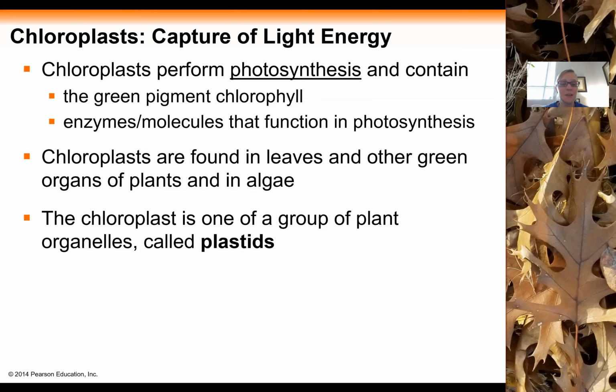Chloroplasts are going to be found in leaves and any other green parts of the plant or algae, right? And so anything that you see in a plant that's green, think it's got chloroplasts in it, in the cells, and that part can perform photosynthesis. In general, the chloroplast is actually one part of a group of plant organelles that are called plastids. Plastids are typically categorized based on the fact that they can store materials for the cell. So chloroplasts not only do photosynthesis, but they can store starch, for example, maybe some lipids inside as well.